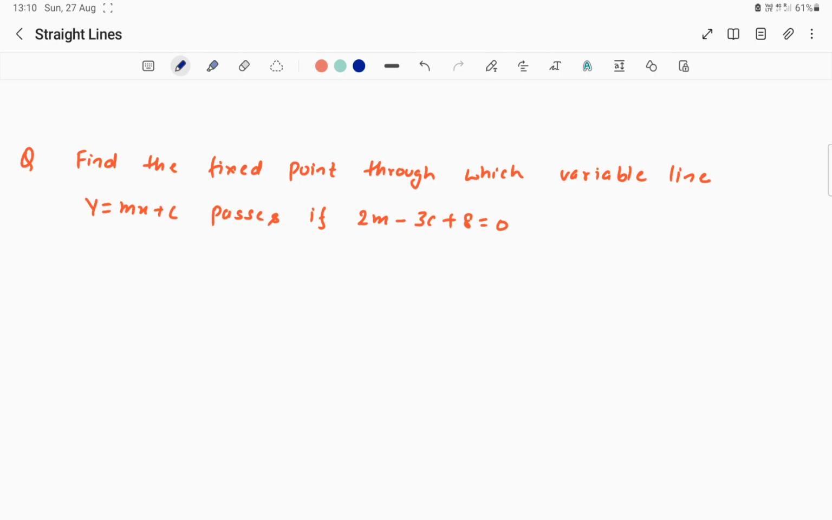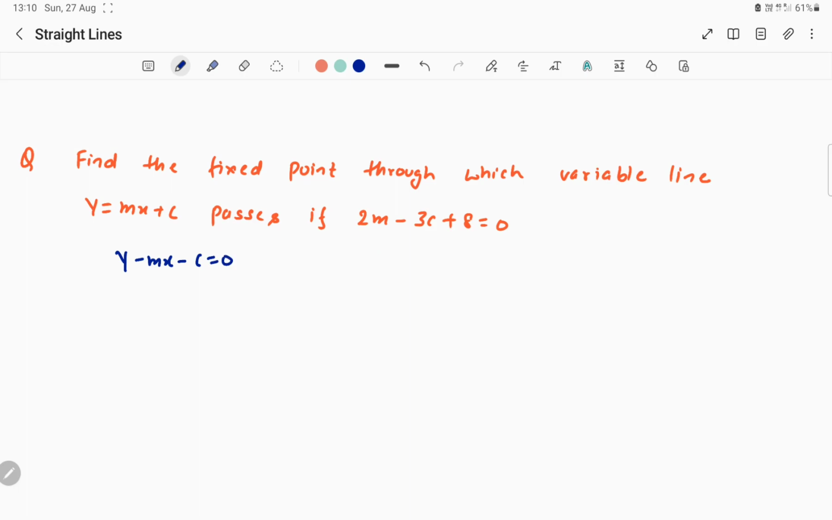See this question. Find the fixed point. Again fixed point. So good enough to understand it is a family of lines. Which variable line y equal to mx plus c passes if 2m minus 3c plus 8 is equal to 0. So what do you do? First you write this equation as y minus mx minus c equal to 0. And you bring this condition.